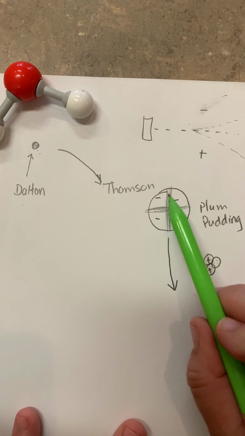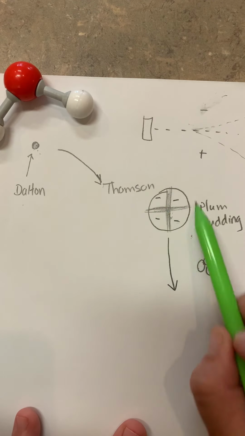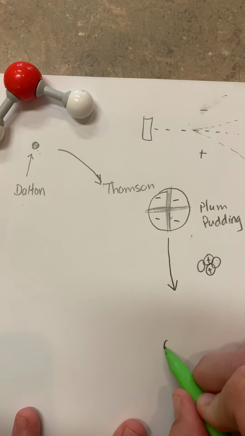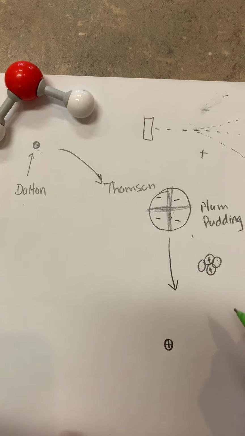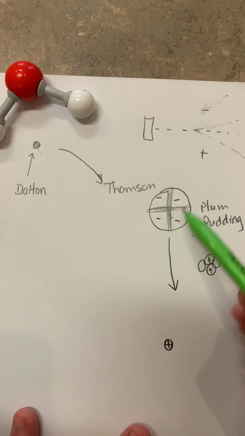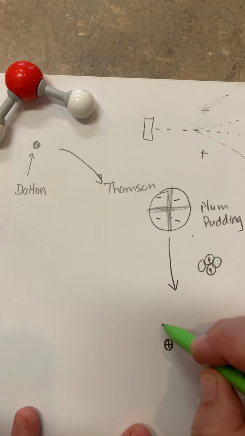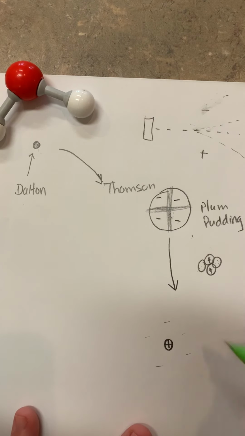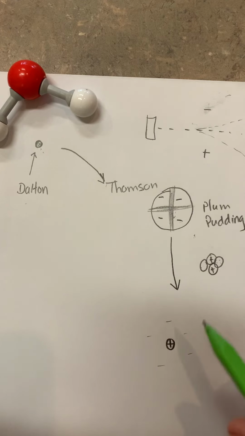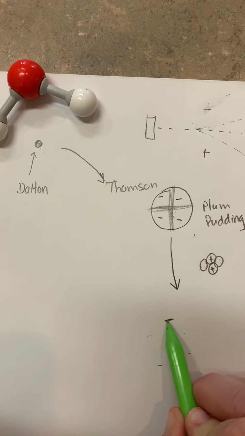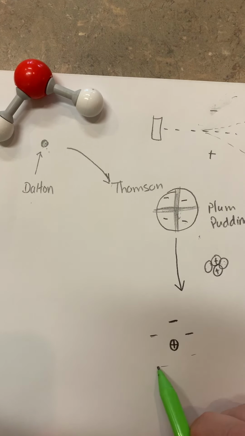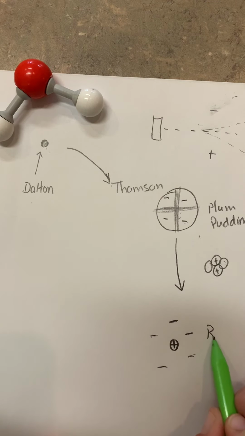And the positiveness is spread out throughout the whole thing. And he said, no, that positive is in the middle. It's very, very dense. So all of this positiveness is now confined to a much, much smaller space, and the electrons are outside. So this would be our current Rutherford.